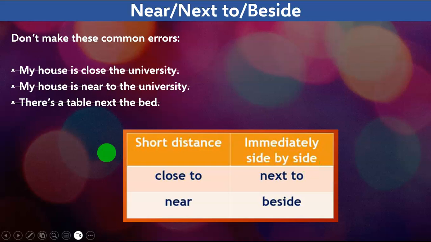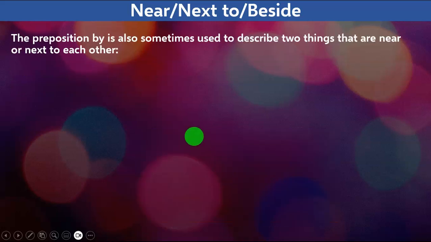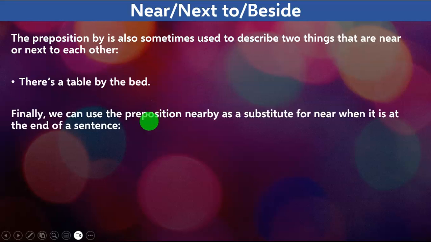Now here is a chart. If you want to say short distance, you say close to or near. If you want to say immediately side by side, you say next to or beside, right? So that will be okay. So in this case, my house is close to the university, right? Okay, so don't make these errors. Let's stay on with near and next to. The preposition by is also sometimes used to describe two things that are near or next to each other. There is a table by the bed. You can also say there is a table next to the bed.